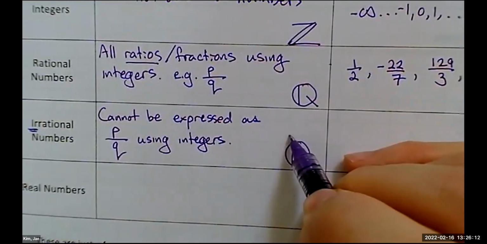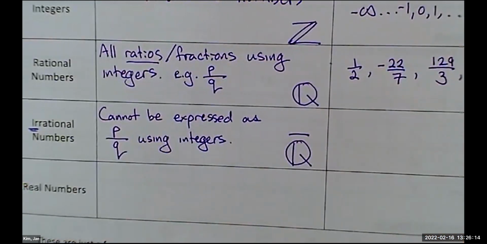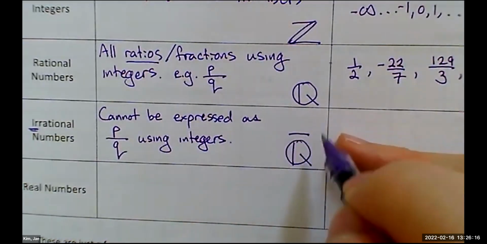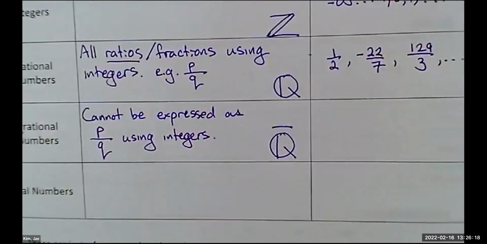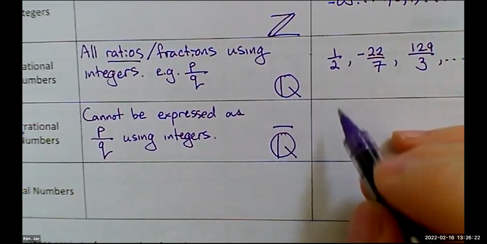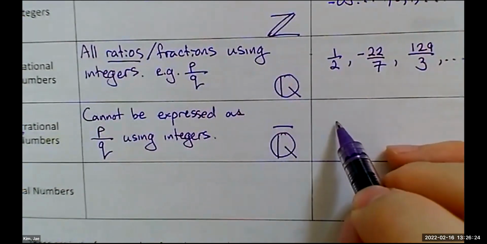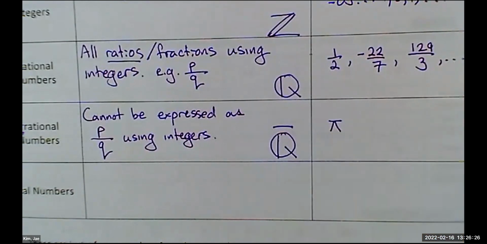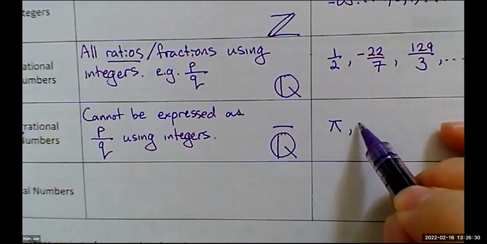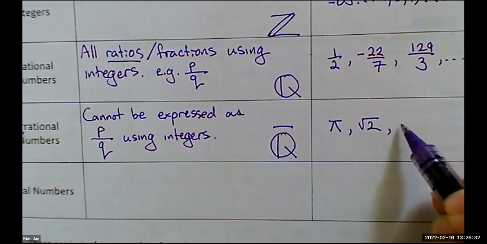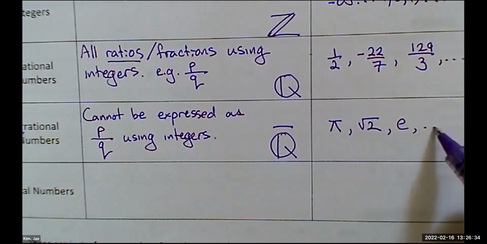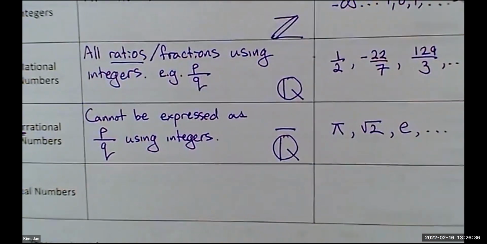I'm just going to do this because that's what I was sort of shown, but you can do the comma too if you want to. And some examples of irrational numbers that cannot be written as a fraction: pi, square root of 2, Euler's constant, golden ratio, all of that jazz.